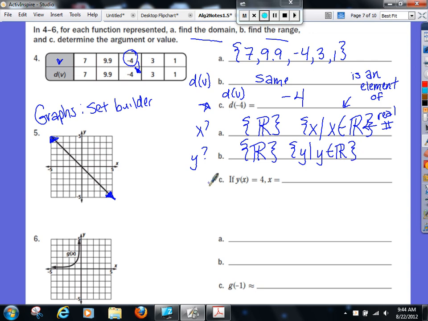And this time they're asking if y of x equals 4. Y of x is the name of this function. They're saying the whole value y equals 4. So where does y equal 4? Well, here's where y equals 4. Take it over to your graph, which is right here. What is the x value that coincides with that? Negative 4. So when x is negative 4, y of x is 4.